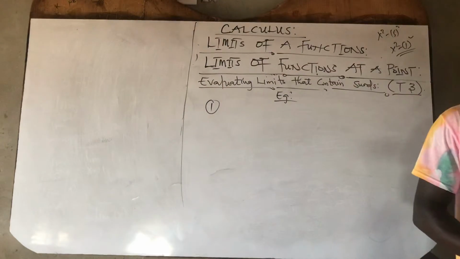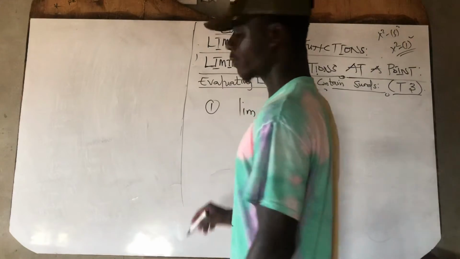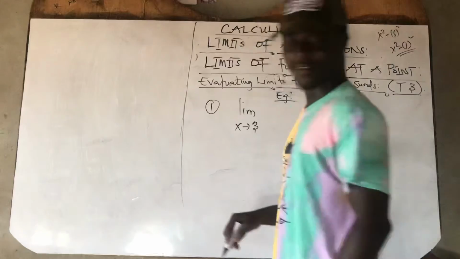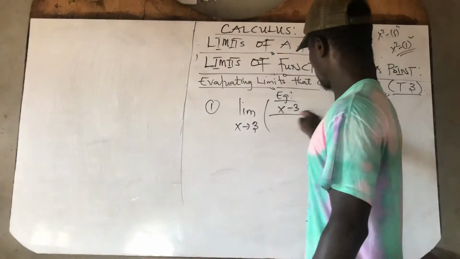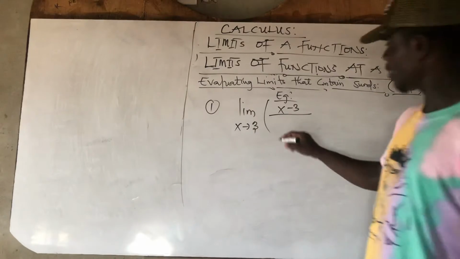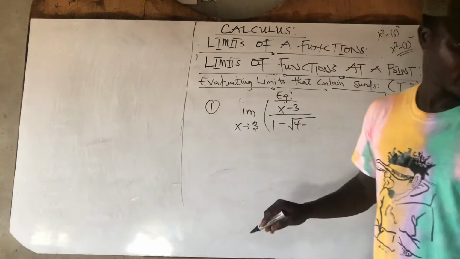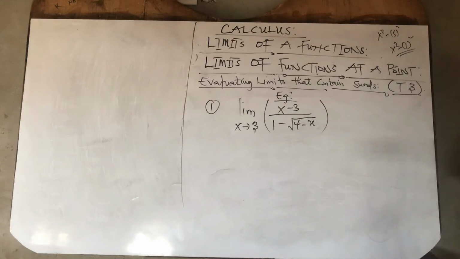So question 1. Let's start. Evaluate the limit as x approaches 3 of x minus 3 all on 1 minus square root of 4 minus x. So we have this. You have to evaluate this.